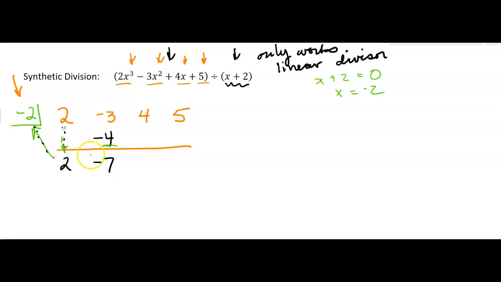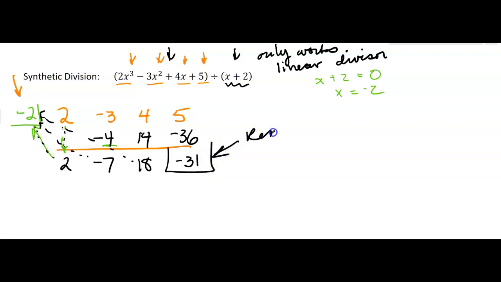You're going to take -7 times -2, which is 14. And then you're going to add 4 and 14, which gives 18. Then you're going to take 18 times the -2. You always go back to the box. 18 times -2, which is -36. And add, you get -31. Now I always put a box around that because that is going to be my remainder. It might be 0. This time it's not. But that's going to be my remainder. Okay, so that is the synthetic division part. And I don't know why they call it synthetic division, but that's what it's called.